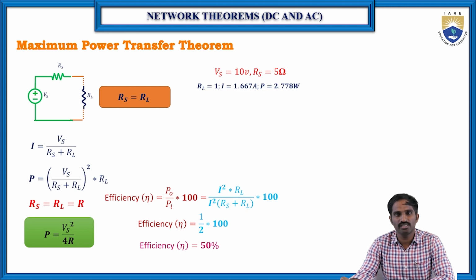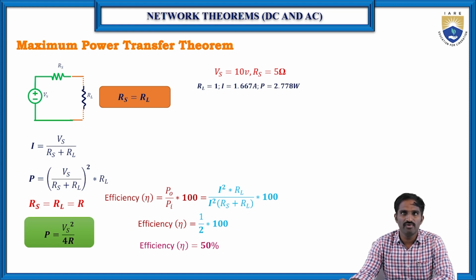So first, let us consider RL is equal to 1 ohm. Then I is equal to Vs by Rs plus RL, so I is equal to 1.67 amperes, so that the power P is equal to I square R. If you substitute in that equation, then the power that you will get is 2.778 watts.